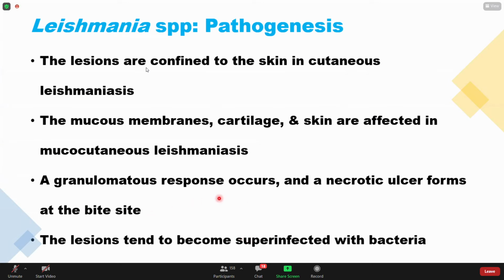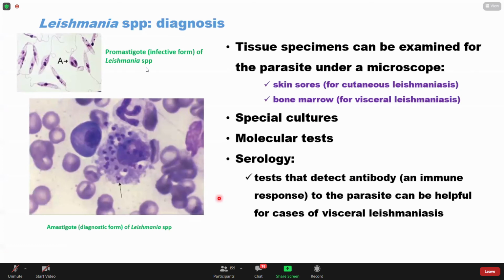Okay, so I've mentioned this, that you have a spectrum of infection. You can have infection localized to the skin. You can have involvement of the mucous membrane or the deep organs in visceral leishmaniasis. So how do you make a diagnosis? Should have asked this question before putting the slide up. What samples can you send to the lab?